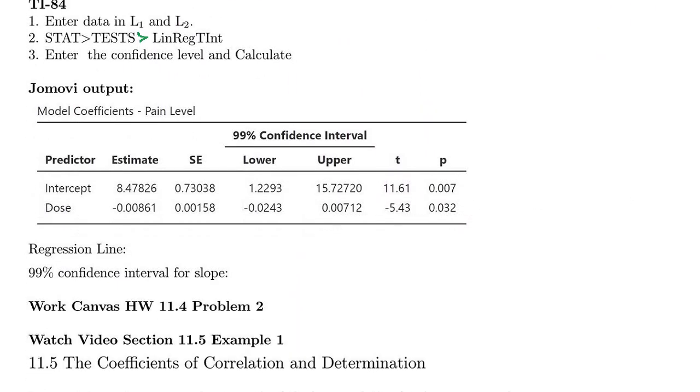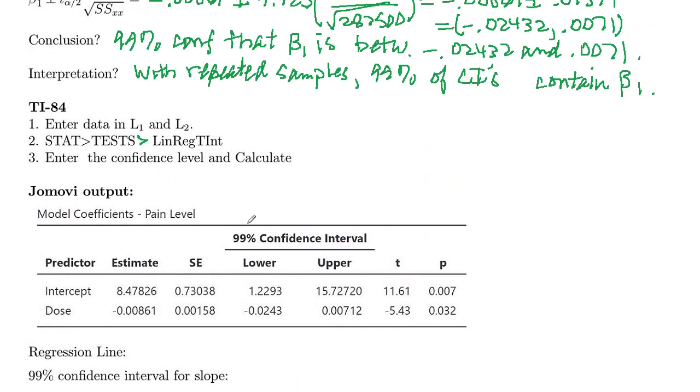Take a look at the sample Jamovi output here. If you look at the model coefficients and check off 99% confidence interval, then we've got our intercept and dose, and then they give lower and upper for both of them. So dose is our slope here. And we can see our 99% confidence interval right there agrees with what we did by hand.